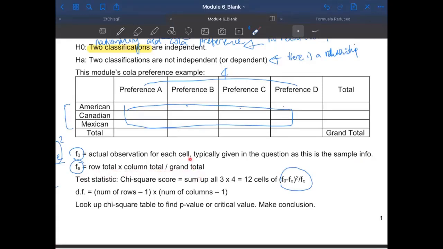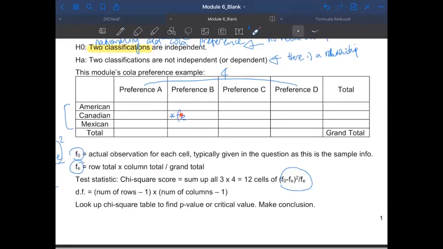I'm going to give you a demonstration, which I've already done. For example, I'm going to focus on this particular cell. This is the cell I'm looking at here. I want to figure out what is the FO. The FO is probably easy because it's typically given to you in the question. So this part is easy. Once you figure that one out, you want to figure out the FE. I'm going to use the formula given here, which is the row total multiplied by column total over grand total. So let's see how we can calculate the FE.